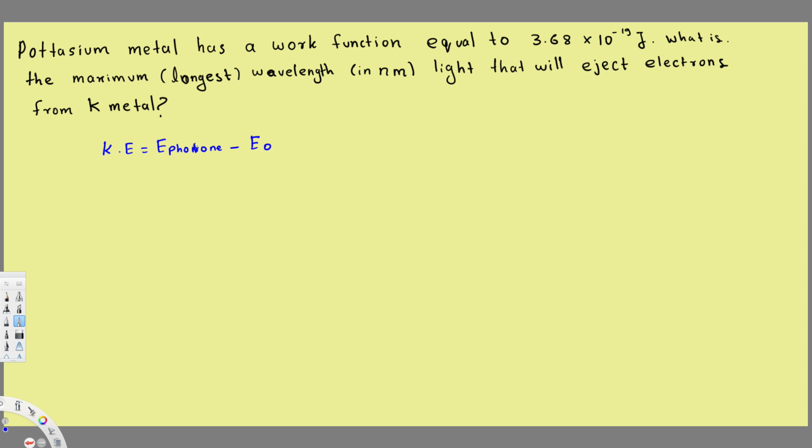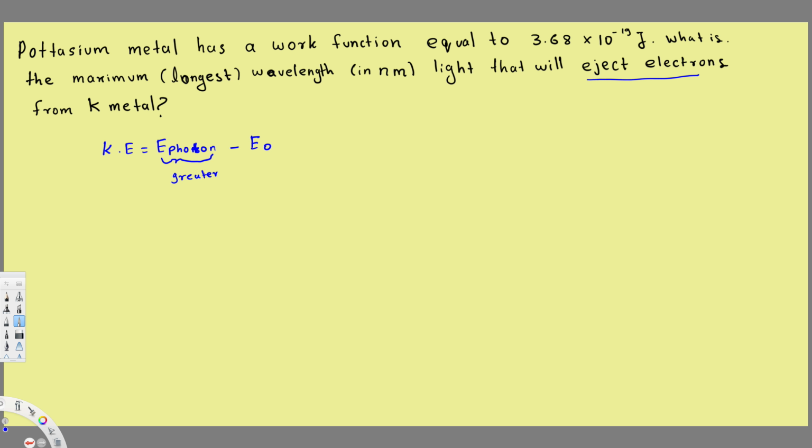So this value right here, the photon energy, should be greater than the work function. If it's greater than the work function, this will eject electrons. So this is the only situation in which it will eject electrons.